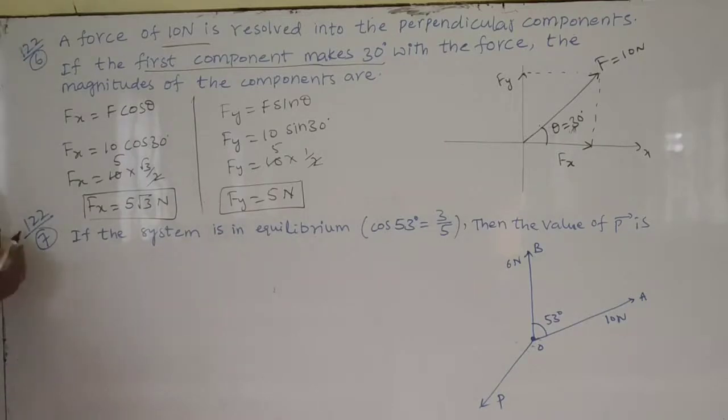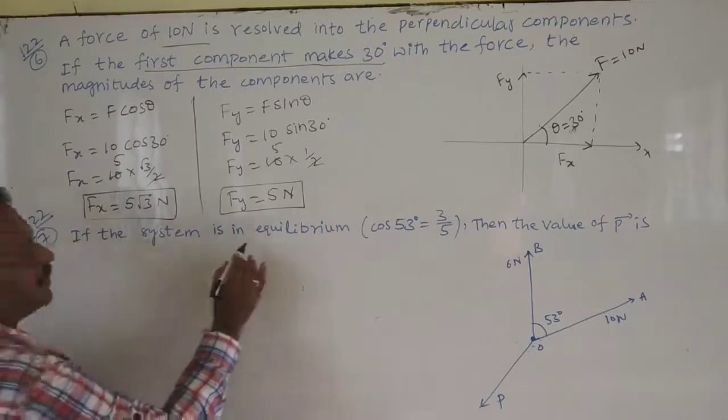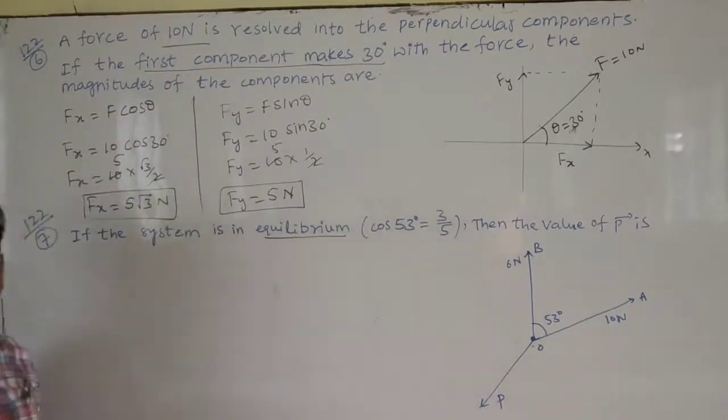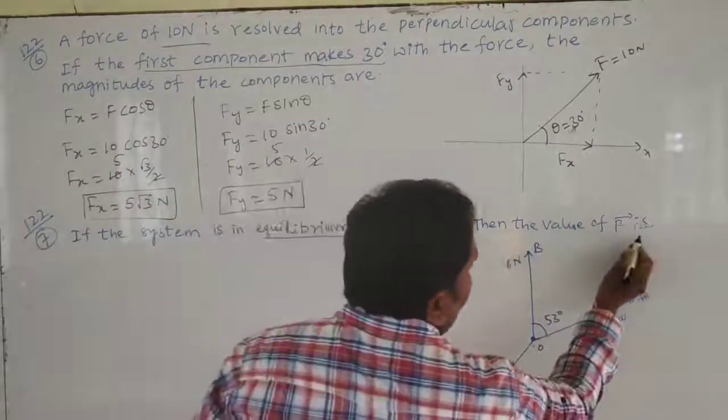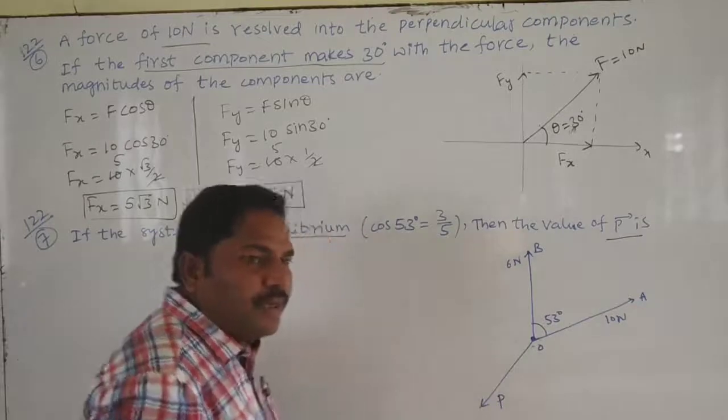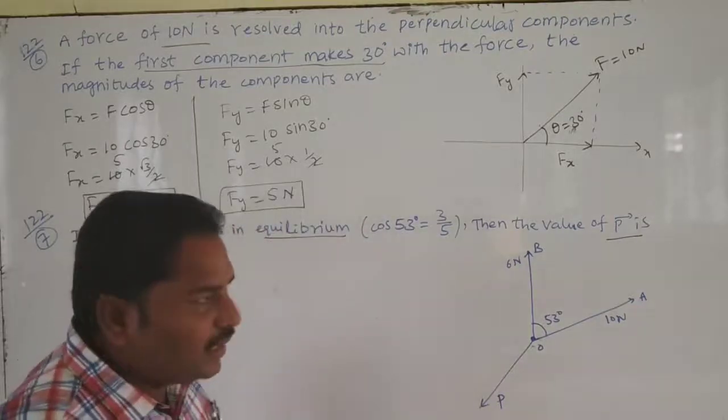Next problem, page number 122, question number 7. If the system is in equilibrium, it means net force equals 0. Given cos 53 equals 3 by 5, if it is in equilibrium, then what is the value of P?